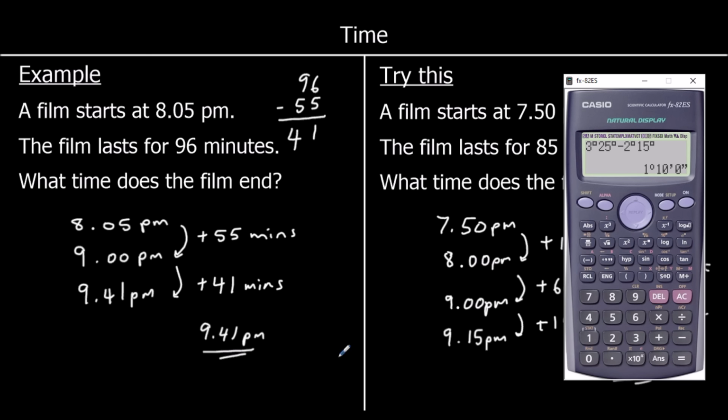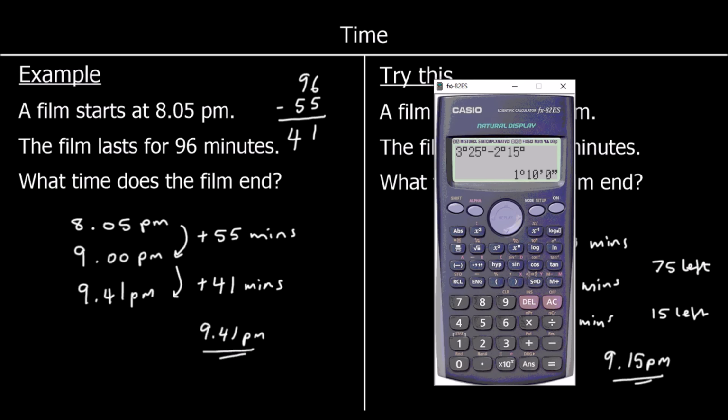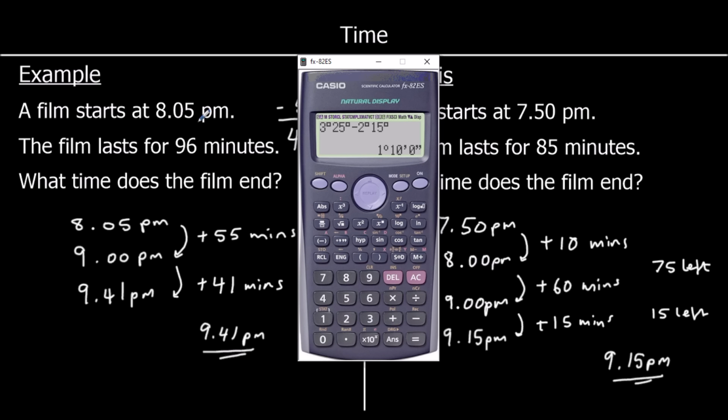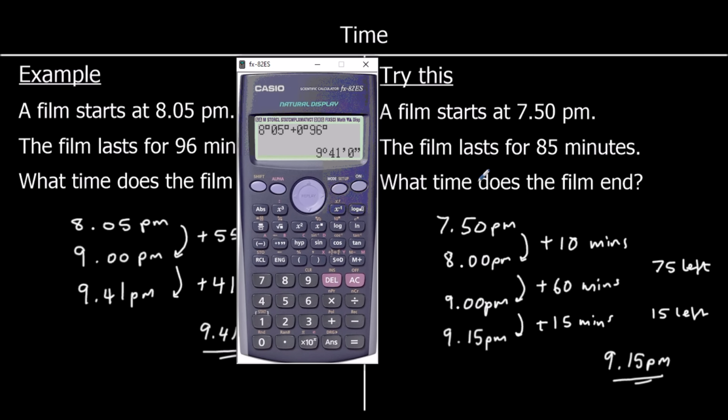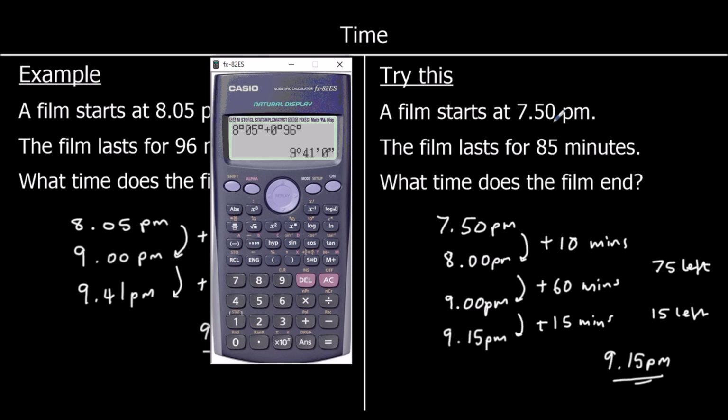Now the time button on the calculator is really good for this question. So we're at 8:05 p.m. So I'll call that 8 hours and 5 minutes. We want to add on 96 minutes. So add 0 hours and 96 minutes. And there's our answer, 9 hours 41, or 9:41. And with the second question, we're at 7 hours and 50 minutes p.m. We add on 85 minutes, so 0 hours, 85 minutes, and we get to 9:15.